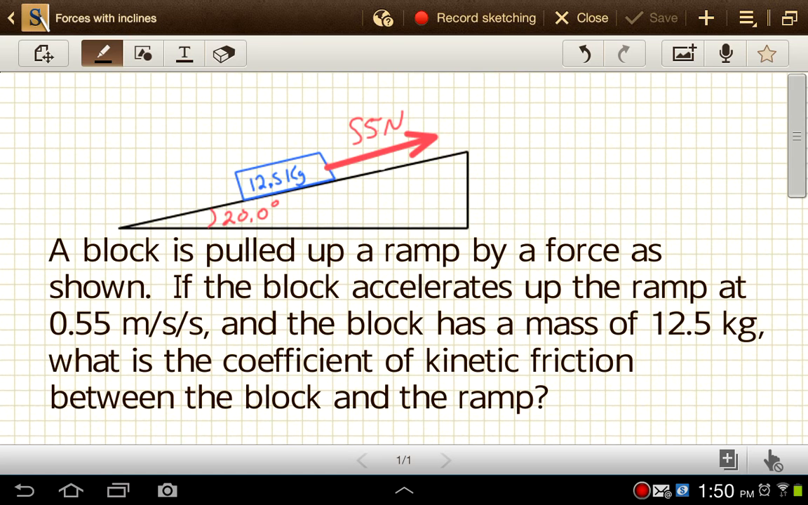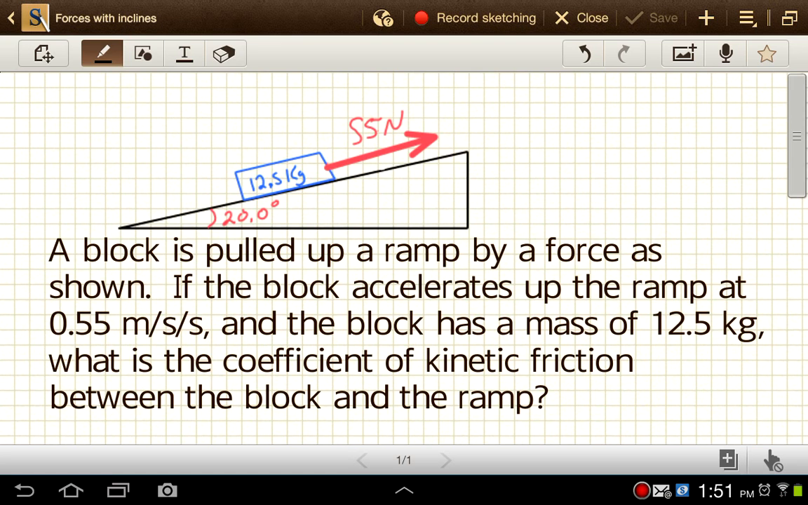In this situation, we've got a block being pulled up a ramp with this 55 Newton force. Without that force, gravity acting straight downward would have some component that's trying to drag it back down the ramp. It also tells us we've got friction involved. We need to identify where that friction is and which direction it's acting. Ultimately, we're looking for the coefficient of kinetic friction, so we're looking to solve for mu.